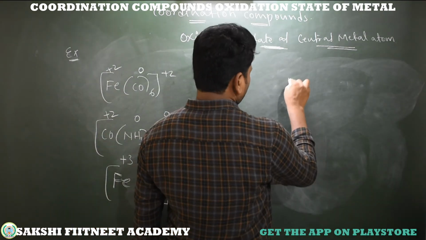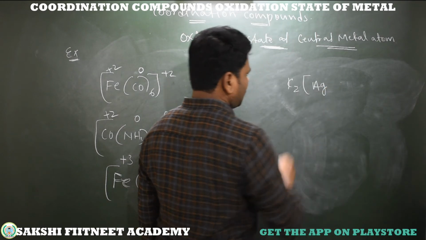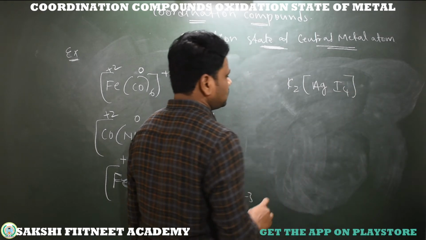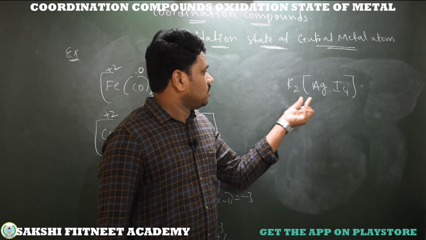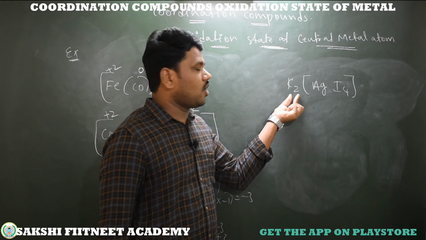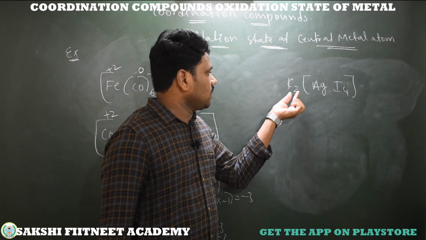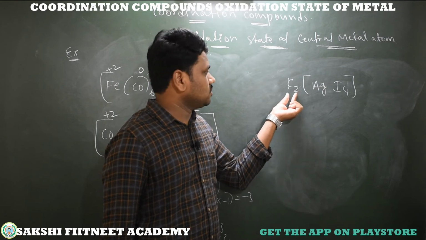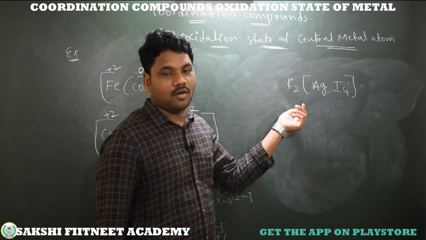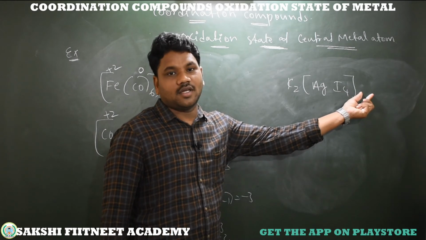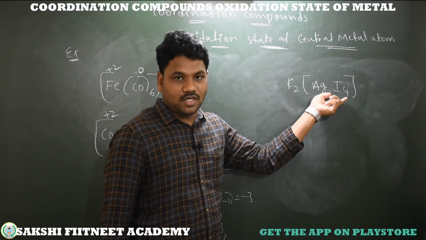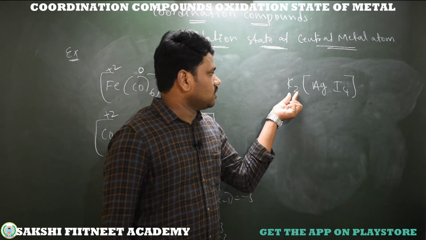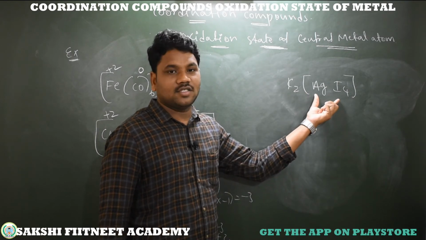In the same way, see, this is K2, where silver is the central metal atom. We have 4 iodine ligands. See, this is a coordination sphere. Before the coordination sphere, if we have an atom, that is called a counterion. If that counterion is before the coordination sphere, it means it's a positive counterion. Positive and negative become a neutral compound. If the atom is after the coordination sphere, then obviously the coordination sphere is positively charged and the counterion is negatively charged.